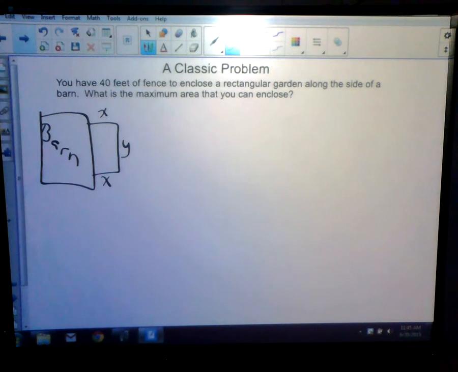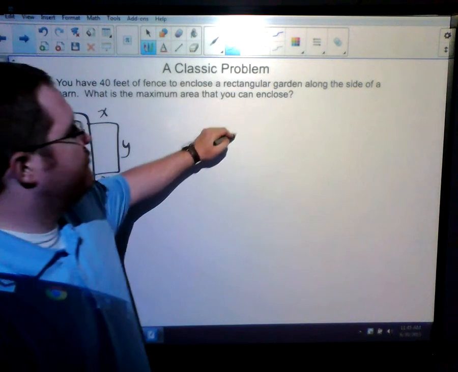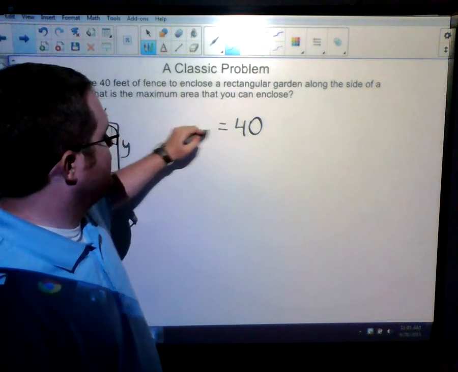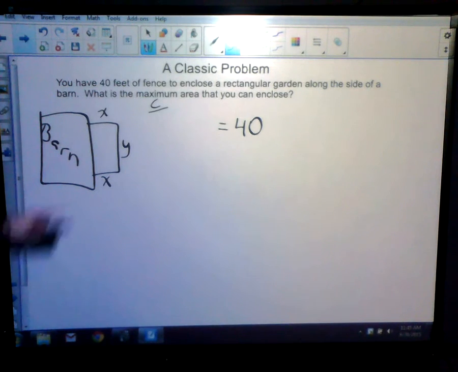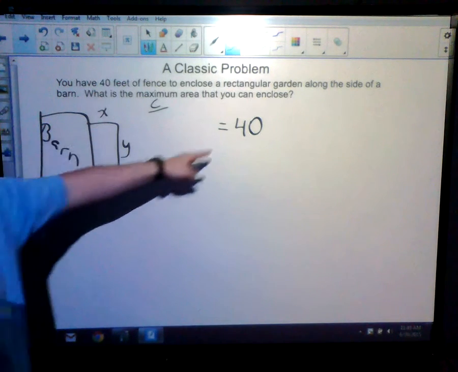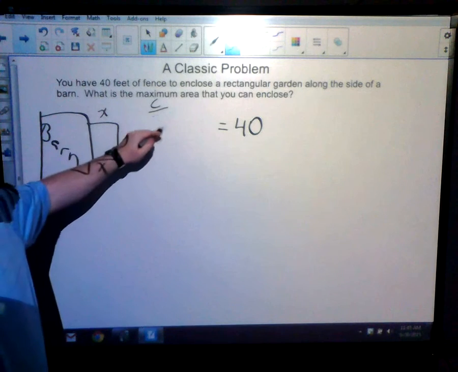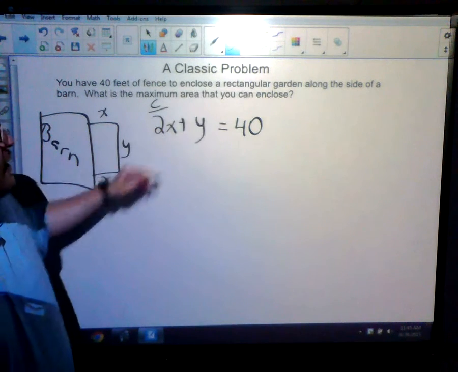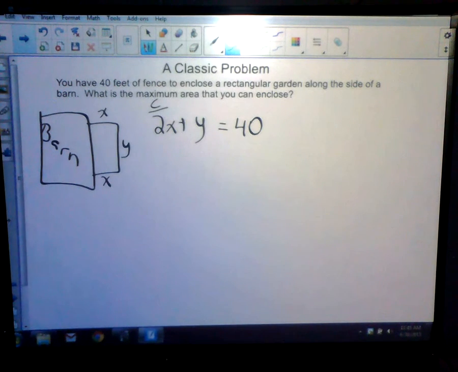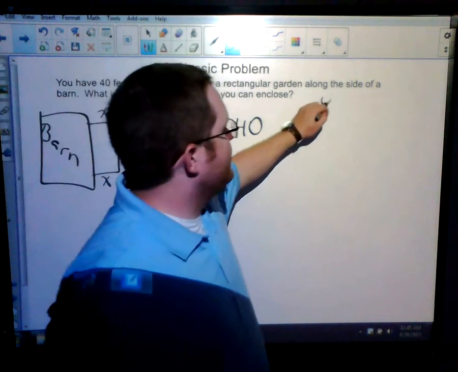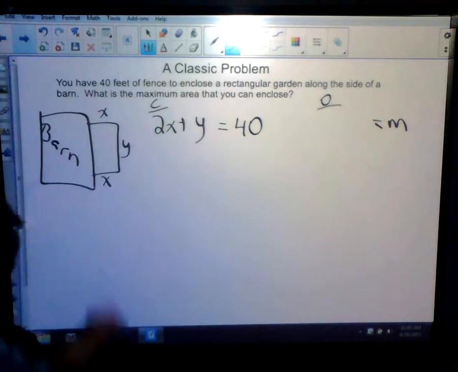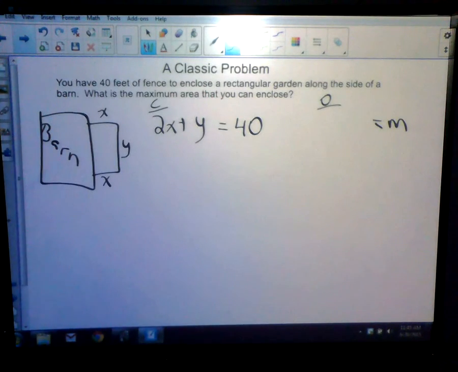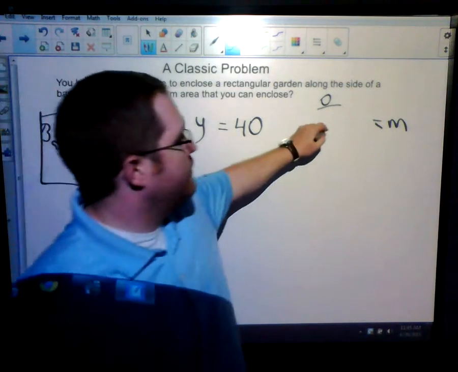What do you have a limited amount of? You only have 40 feet of fence. So that's your constraint equation. What are the variables going to have to do to give me 40? Well, 2x plus y is equal to 40. That's what I have a limited amount of. What's the optimization? What am I trying to maximize? I'm trying to maximize area. What's the area of this thing? Well, it's a rectangle, so it's x times y.